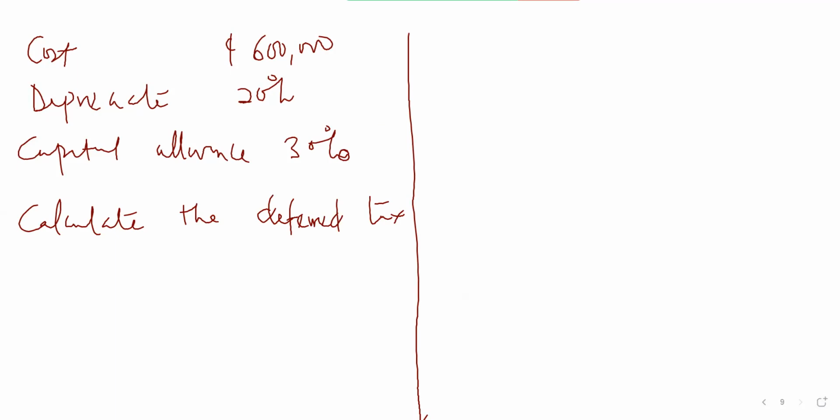Okay. So looking at this example, what can you notice about this example? You can see that the capital allowance percentage is higher than the depreciation. So it means that the company is going to suffer future tax consequences because of the higher capital allowance today, isn't it? Yes, sir.